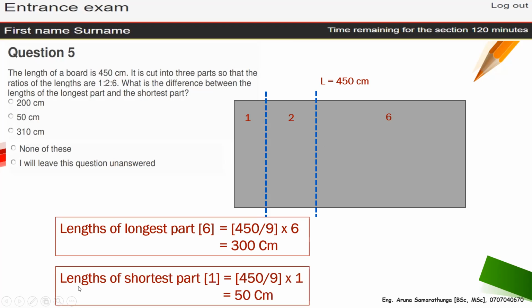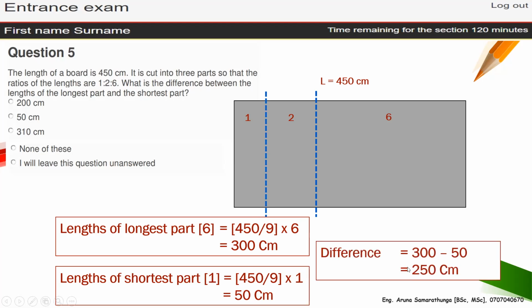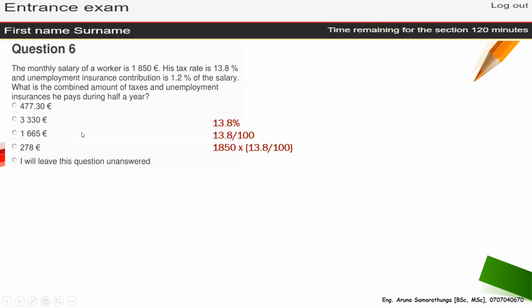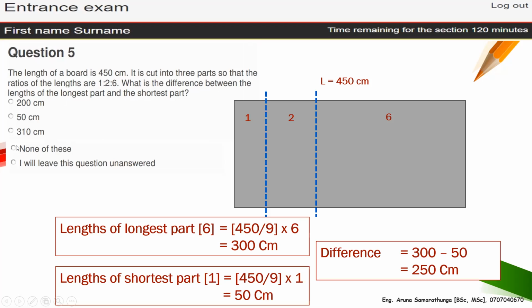You have to take the length of the short part also. Again the same thing, you divide the whole length 450 by 9 and multiply by 1. Multiplying by 1 means the same thing, so 50. But that is not the answer either. They ask for the difference between the longest and the shortest, so the difference is 250. And 250 is not here. So the answer is none of these.